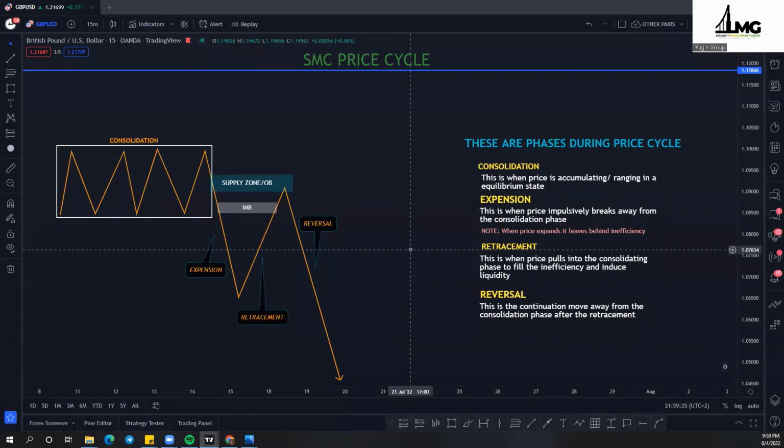So make sure you practice it, make sure you go through it, make sure you understand market structure, break of structure, imbalances, how to identify order blocks and supply zones, right? And now you should be able to profit from this.